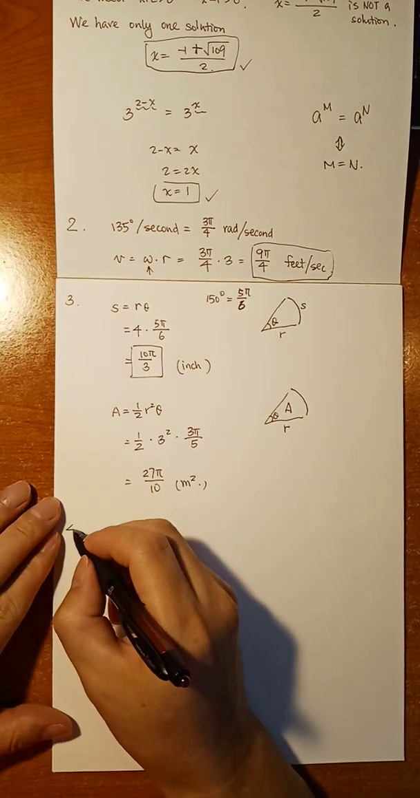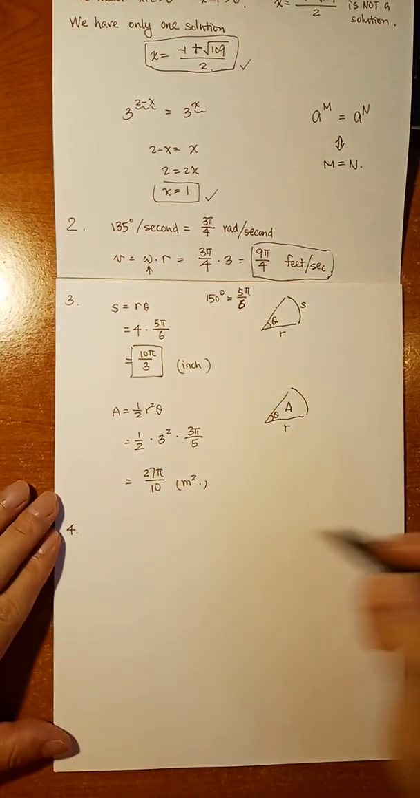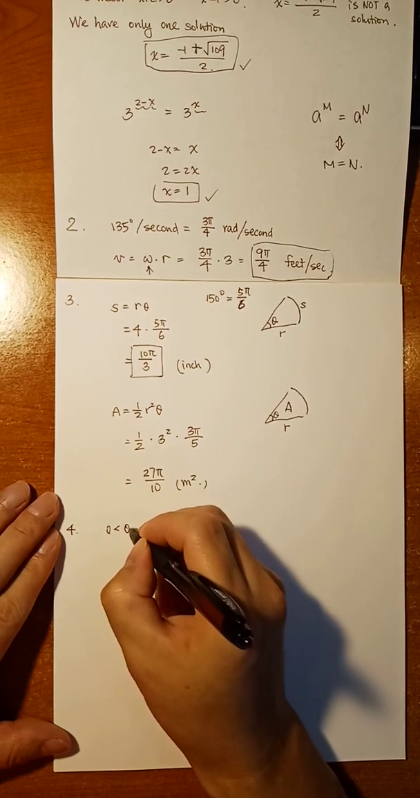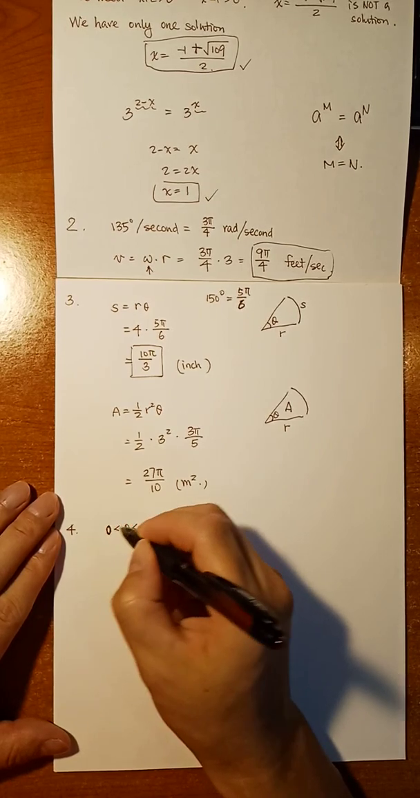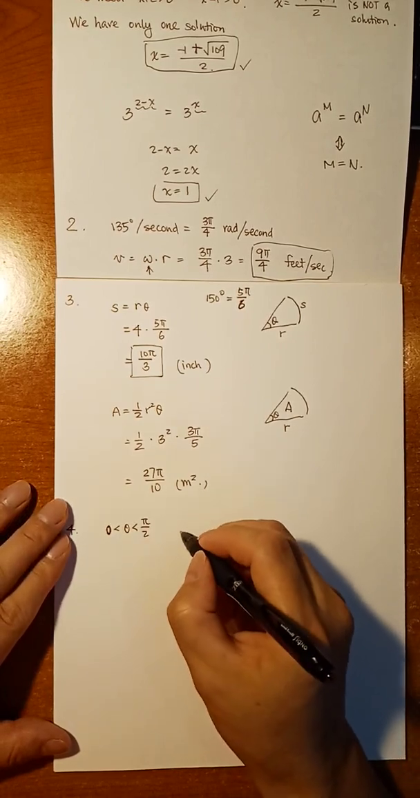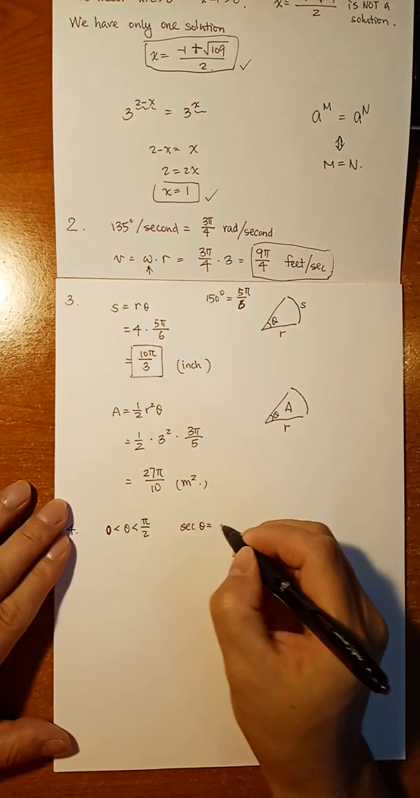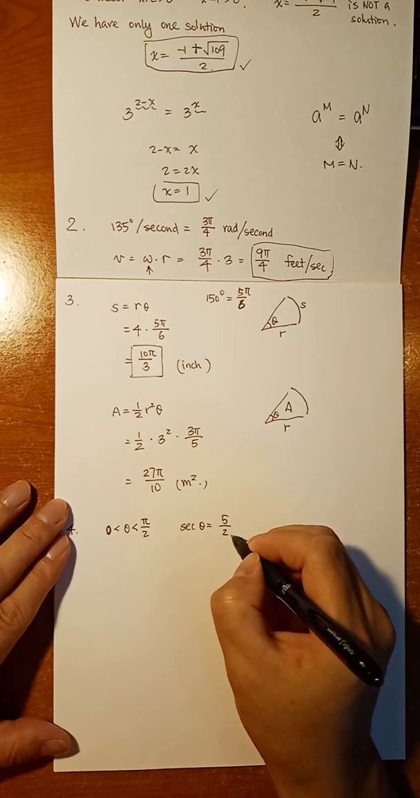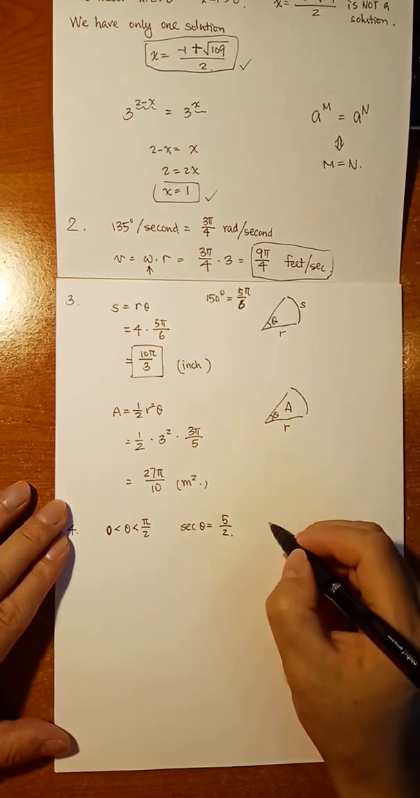Problem 4. We have an angle between 0 degrees and pi over 2. It's an acute angle, and secant of theta is 5 over 2. We're looking for sine. Find the sine.